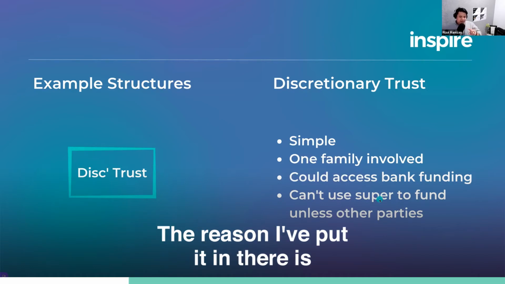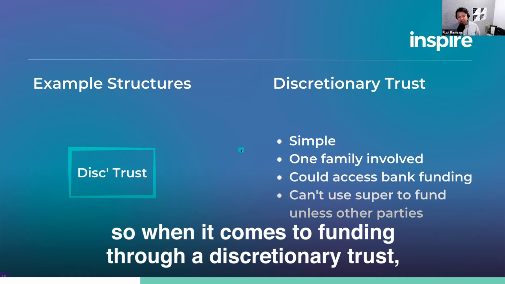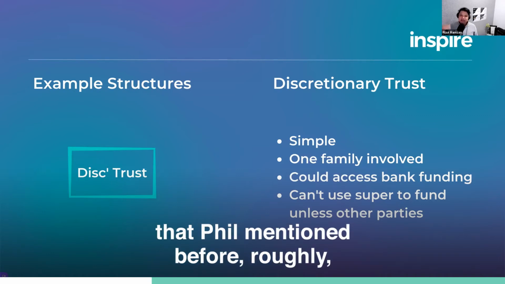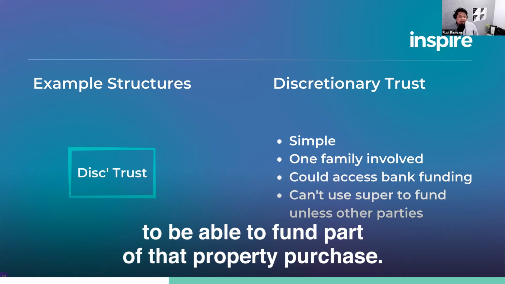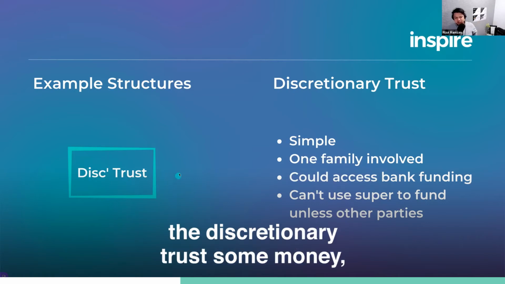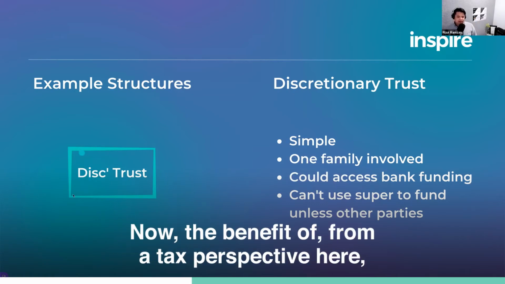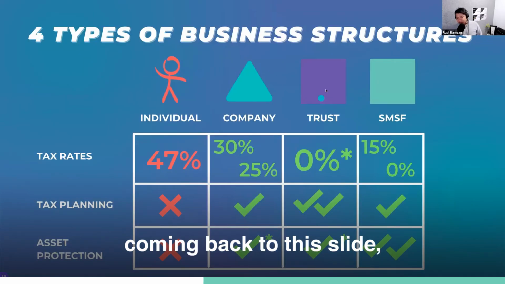And I'll talk, the reason I put that in there is because I'm going to run through a self-managed super fund. So when it comes to funding through a discretionary trust, for the deposit, that 30% that Phil mentioned before, roughly, you need to have that cash ready outside of super somewhere to be able to fund part of that property purchase. And to do that is just by lending the discretionary trust some money, and then it can buy that property.